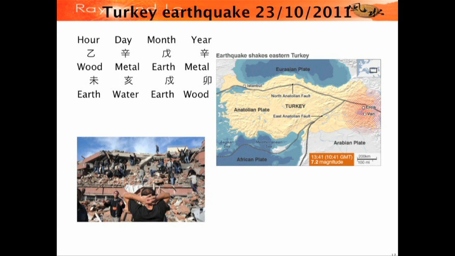Because you can see here the Rabbit, Goat and Pig combine into wood. This is the year of the Rabbit, and the wood also appears in the hour. Therefore, this wood, supported by very powerful wood underneath, launches an attack on the earth.